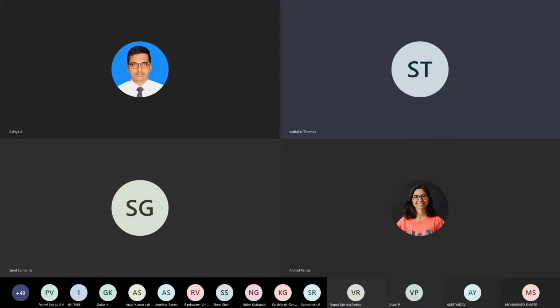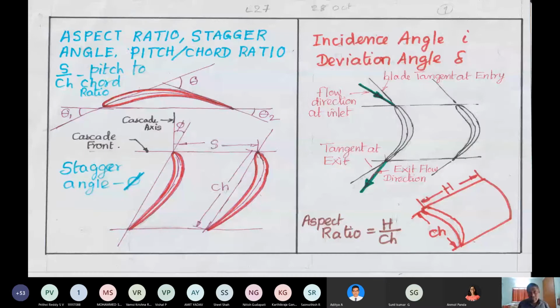So, some basics of the turbomachinery blades and some definitions. When you think of a turbomachinery blade, which has the cross section of an aerofoil, it has a length or height h and a chord. So this h by c, that's called the aspect ratio. So that is one important parameter.